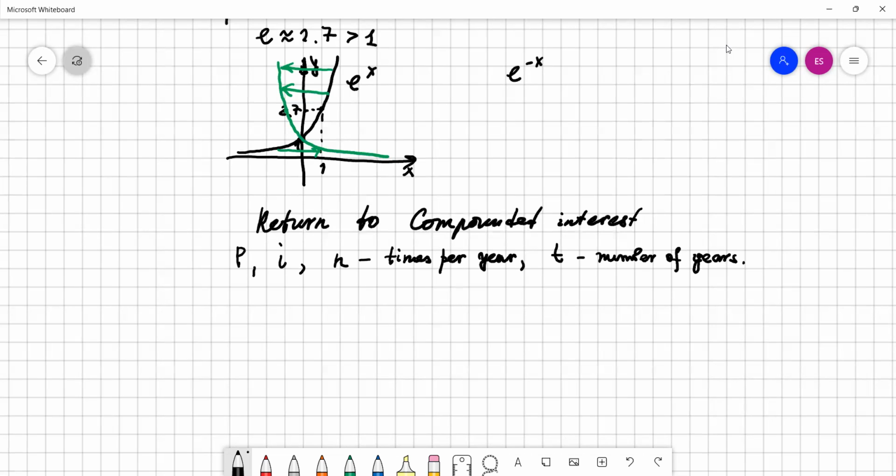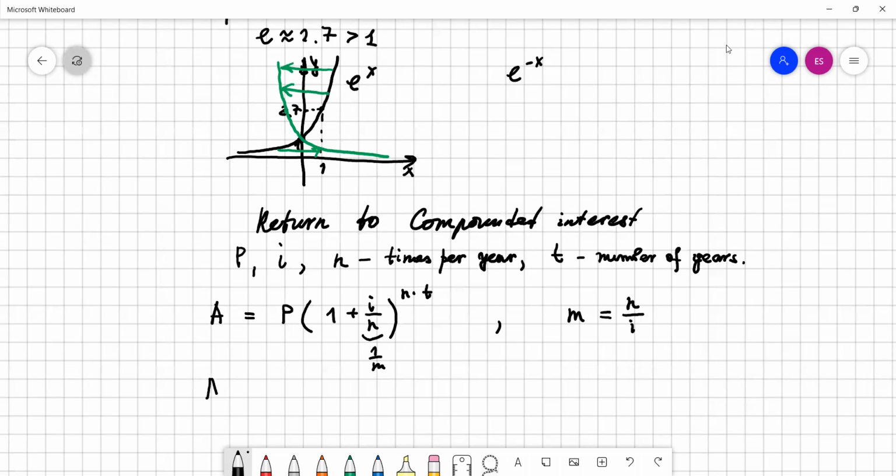I'm going to put everything into one formula, and just recall the formula is (1 + I/n) to the power of n t. And what I'm going to do here, guys, is a little substitution. I'm going to introduce a new number m, which is going to be n over I. So for example, this one is 1 over m, right?